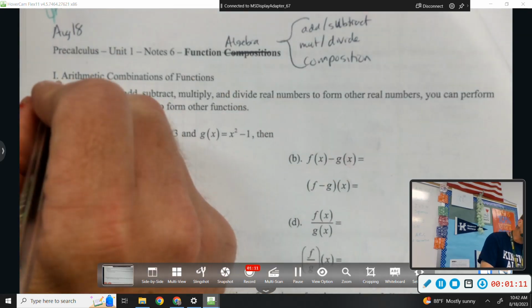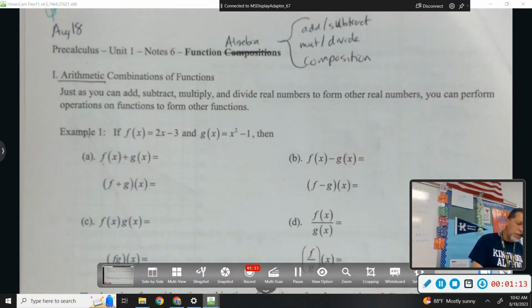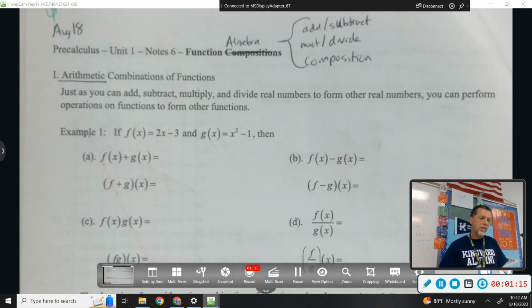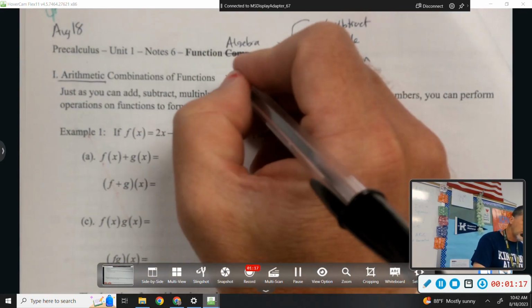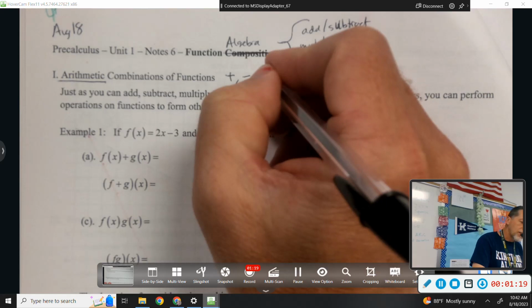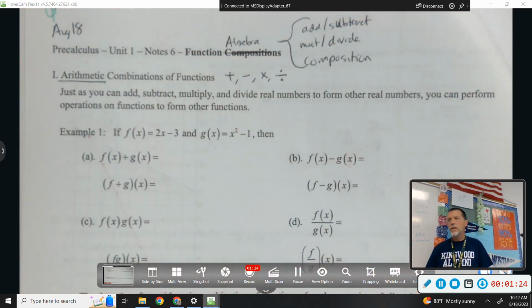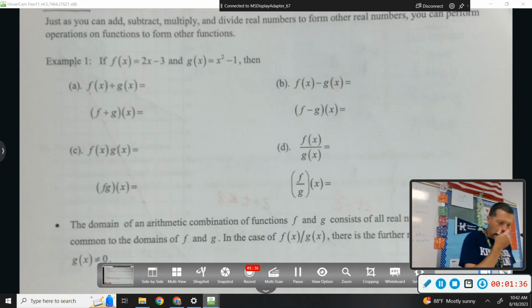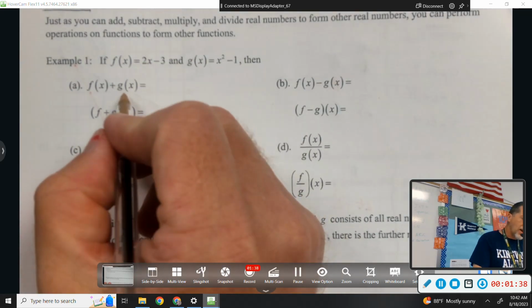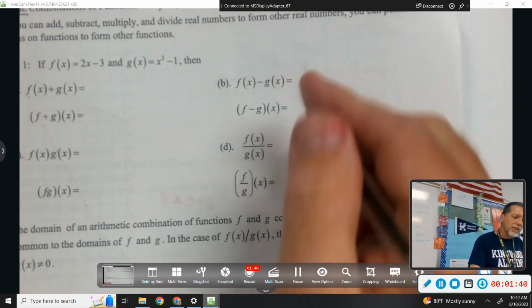Roman numeral 1 is the arithmetic combination. You peek ahead, Roman numeral 2 is composition. Arithmetic just means add, subtract, multiply, divide. So we'll go through this section pretty quick because I think you know how to add, subtract, multiply, and divide. Now, it's not numbers, it's equations, but again, you know how to do that with equations, so this isn't too bad. Let's skip f plus g, let's do f minus g.